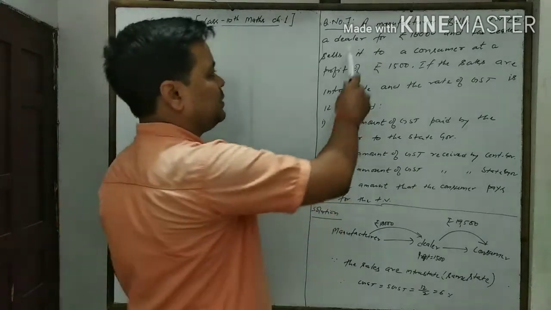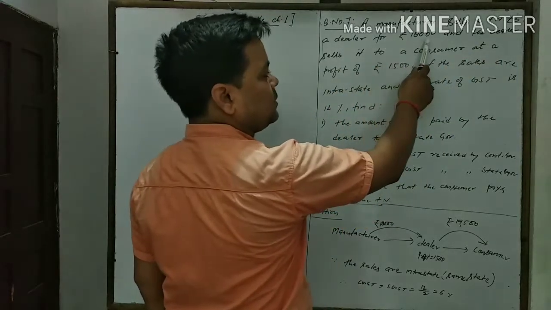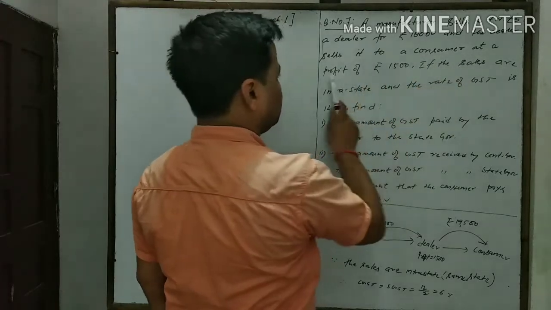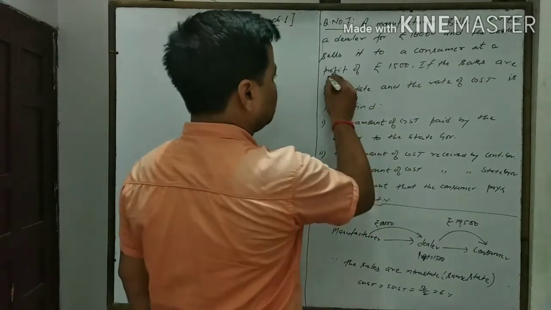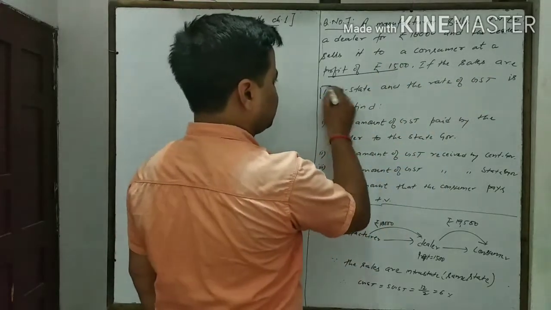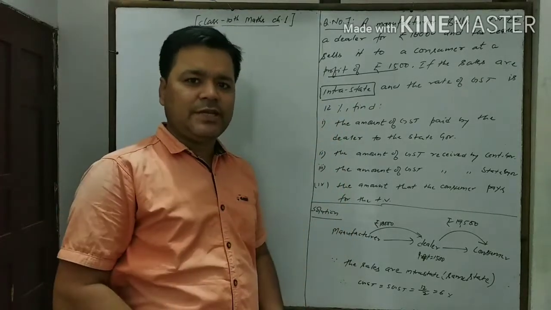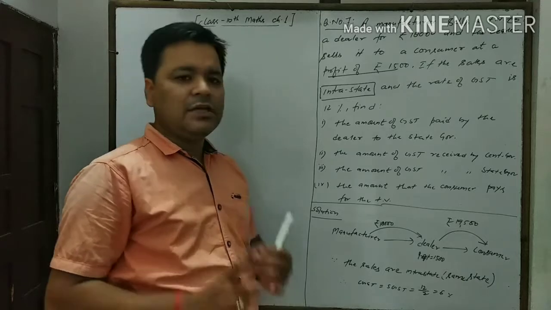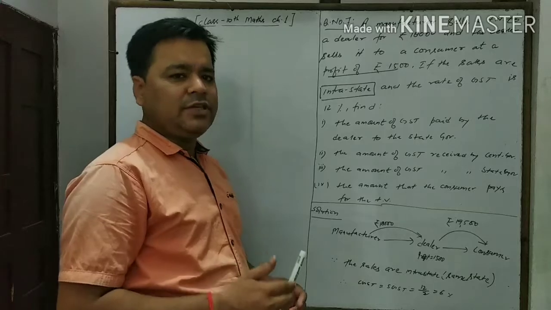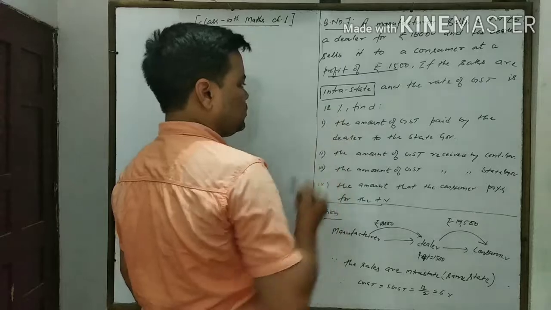In question number 7, a manufacturer sells a TV to a dealer for rupees 18,000 and the dealer sells it to a consumer at a profit of rupees 1500. If the sales are intra-state, meaning the same state, GST will be divided into equal parts, that is CGST and SGST, and the rate of GST is 12%.